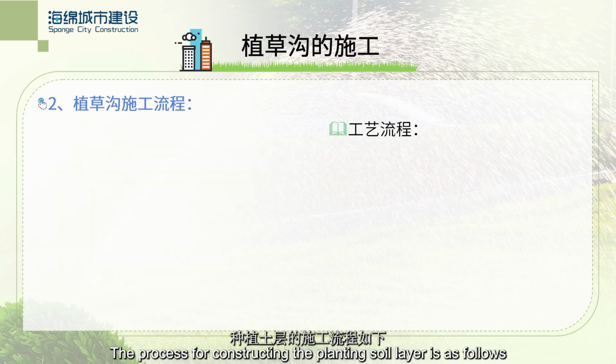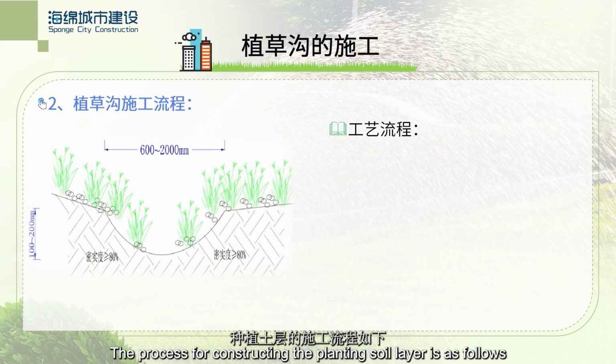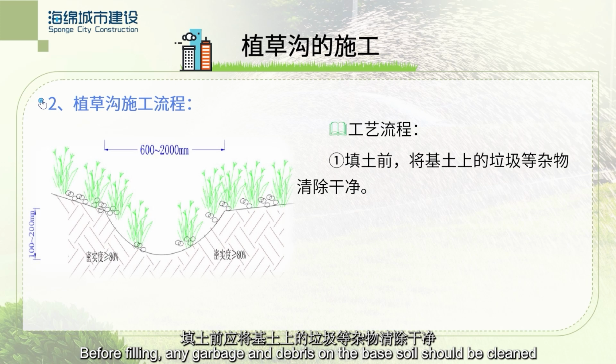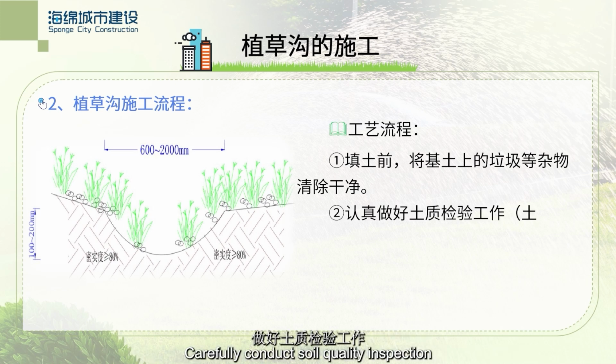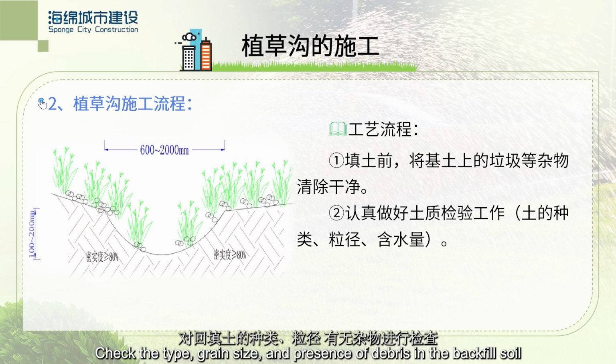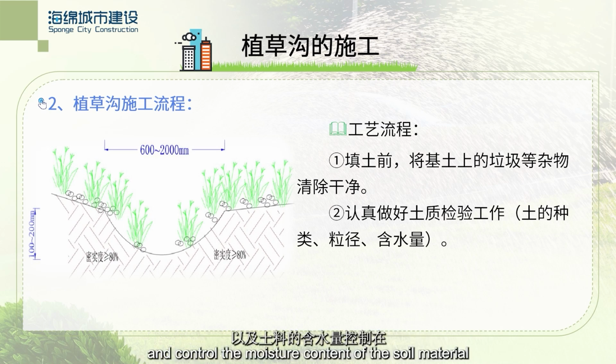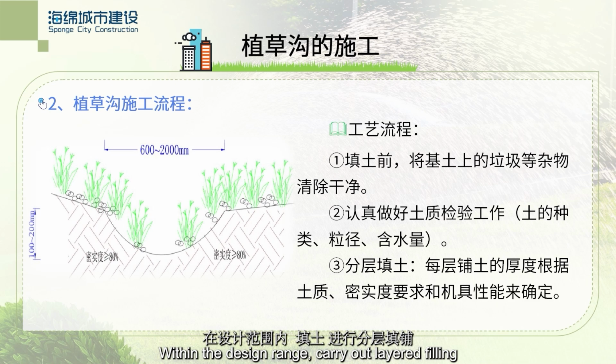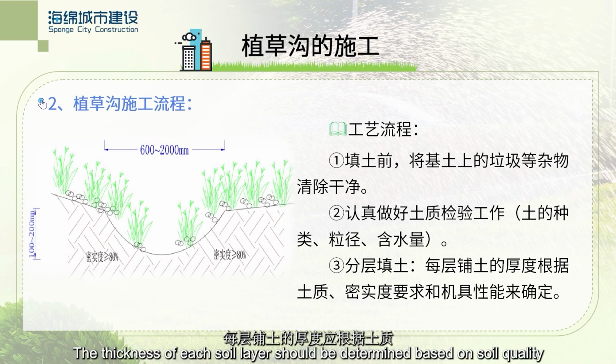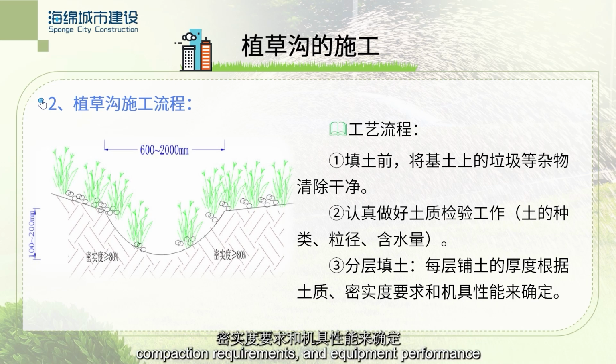The process for constructing the planting soil layer is as follows. Before filling, any garbage and debris on the base soil should be cleaned. Carefully conduct soil quality inspection. Check the type, grain size, and presence of debris in the backfill soil, and control the moisture content of the soil material. Within the design range, carry out layer filling. The thickness of each soil layer should be determined based on soil quality, compaction requirements, and equipment performance.